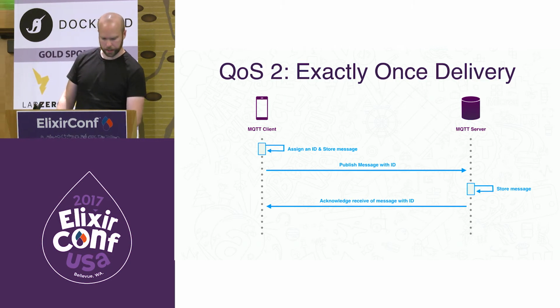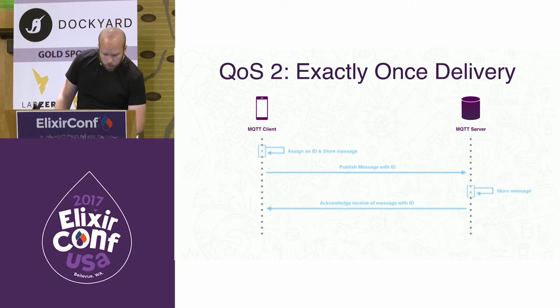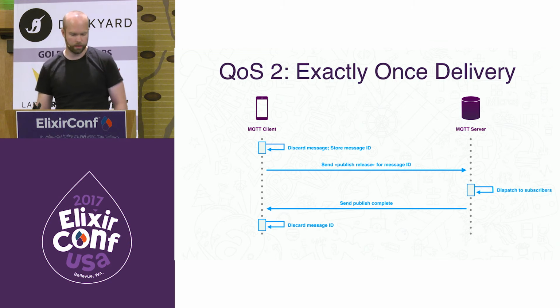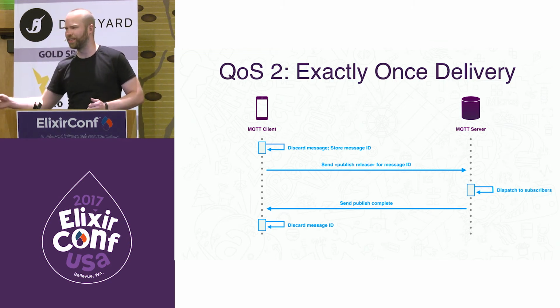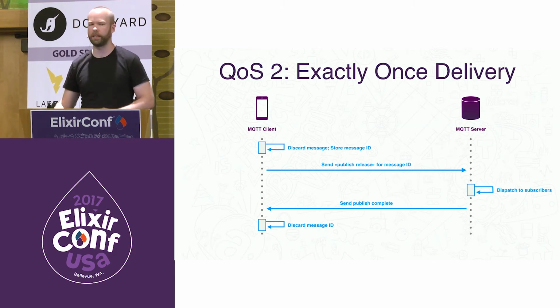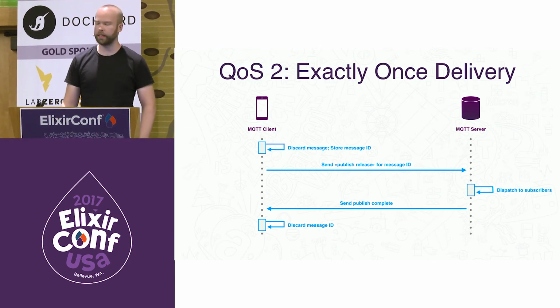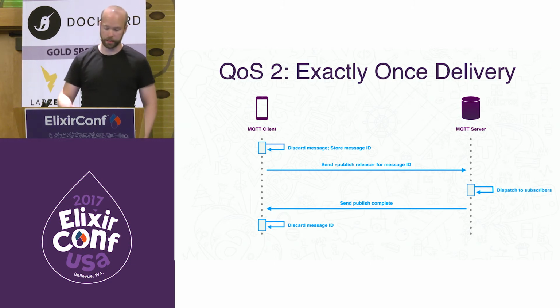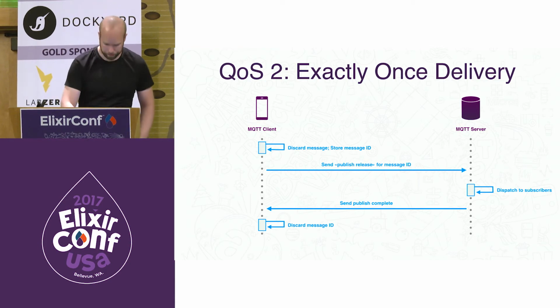At that point, the client will send back a message that it has received the message, so that it will not continue sending the same message. And at that point, the server will send it to the subscribing client and send a message back that it has done so, and the client can discard the message.